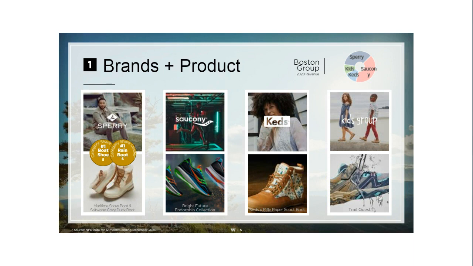So to start, we have our company broken out into two different groups depending on where our brands are headquartered. The first 4 brands are centrally located in Boston, Massachusetts, and they consist of the Sperry brand, the Saucony brand, the Keds brand, and the Kids group. For us, the Sperry brand is #1 in boat shoes around the world and #1 in rain boots. Saucony is a well-recognized running shoe brand, and Keds is a brand that many will recognize for their iconic canvas shoes. Our Kids group manages children's, toddlers', and kids' shoes across the portfolio on a multi-brand platform that meets the needs of those younger consumers.